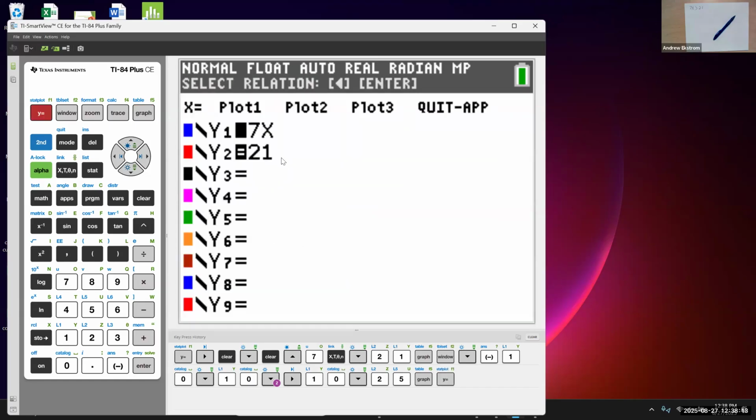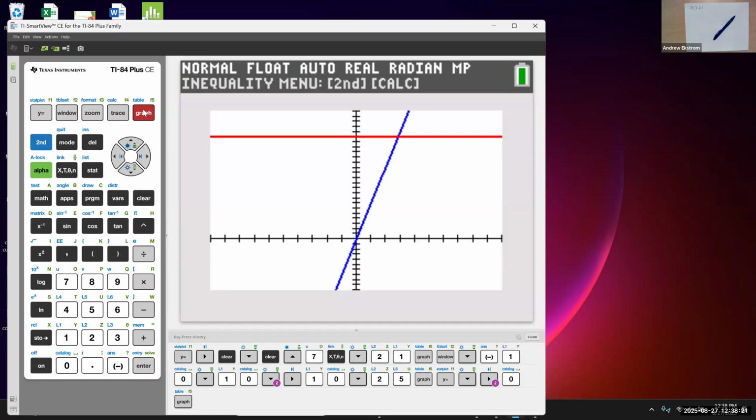Because if we look at this really quickly, let's say instead of a 21, I make that 20. We graph that.